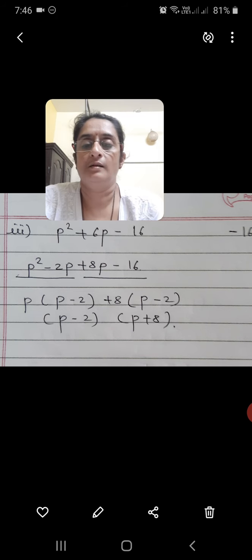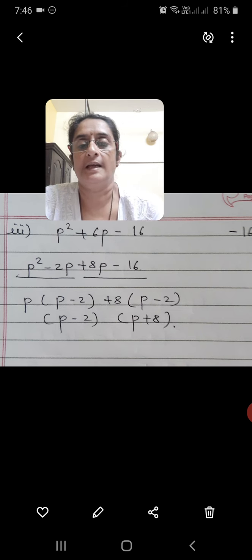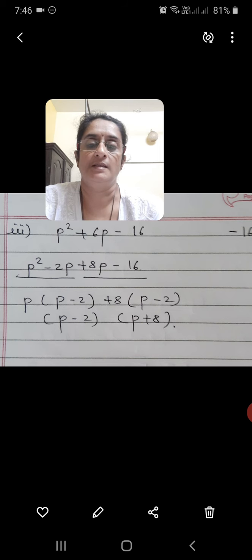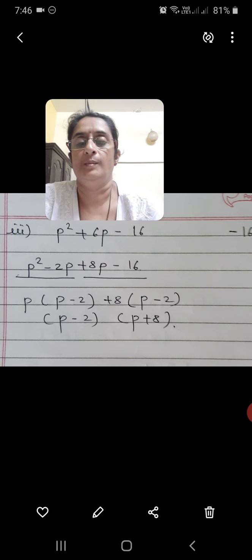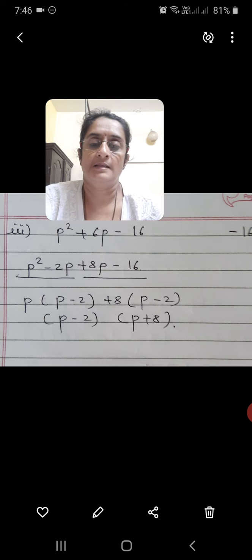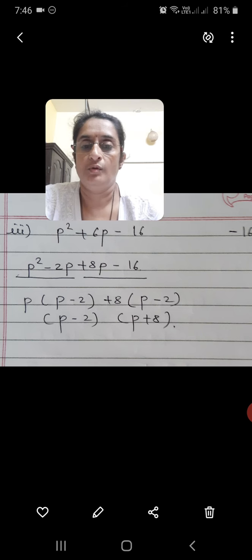Now take the first part, p square minus 2p. What is common? P is common. What is remaining in the bracket? P minus 2. Next, what is common between the third and fourth term? Plus 8. P minus 2 remains in the bracket. Now the common bracket is p minus 2. Let us take it out, and the remaining term, plus 8p, will be the second factor. So the factors of the given expression are p minus 2 and p plus 8.